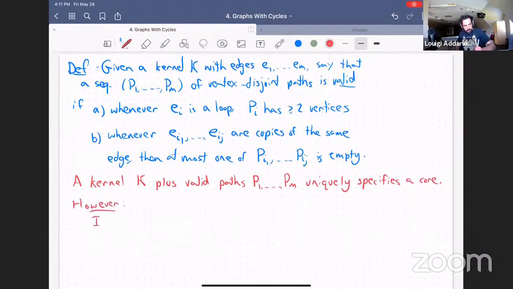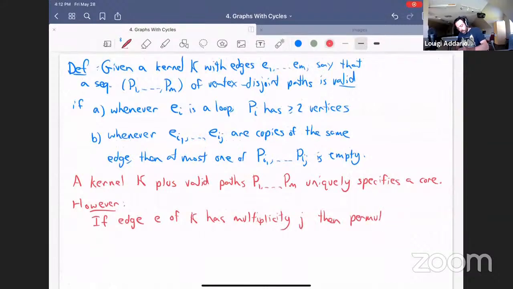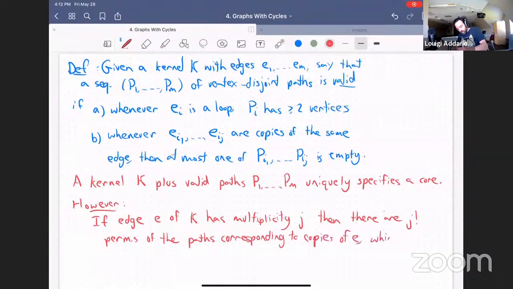So if edge E of K has multiplicity J, then there are J factorial permutations of the paths corresponding to copies of E, which leave the reconstruction unchanged.